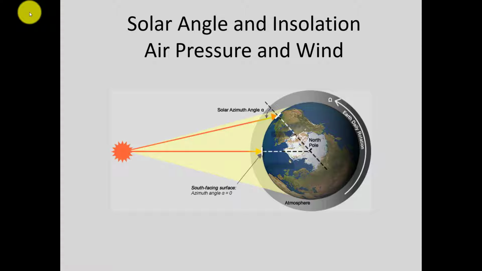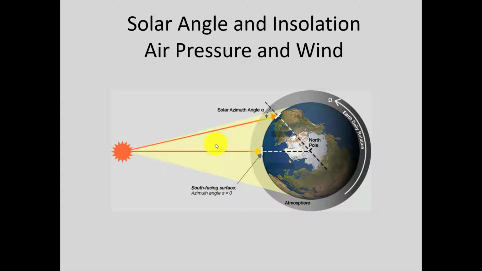So this diagram here is showing you the sun and the earth, not drawn to scale, and it is to introduce to you the idea of a solar azimuth angle. And so we're looking top down at the earth. This is the North Pole, and this gray area is representing Earth's atmosphere. The earth is rotating east to west, as we can see by this arrow.